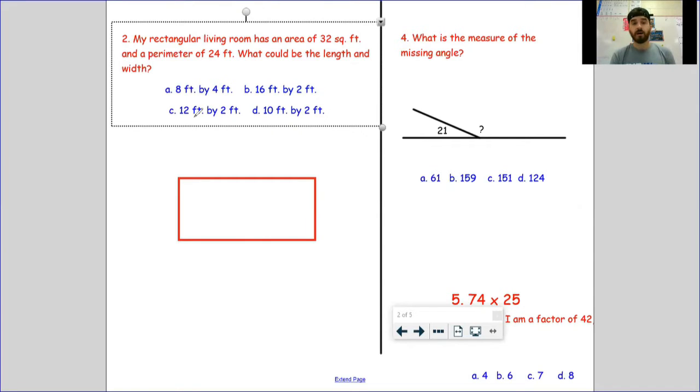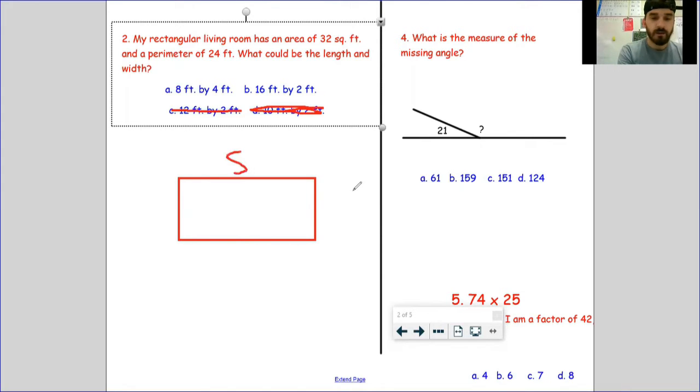Now, I could get rid of C, because if I did length times width, 12 times 2, that would give me an area of 24 square feet, and that's not what I'm looking for. Same deal with the letter D. If I do 10 times 2, length times width, that would give me an area of 20 square feet. Again, not what I'm looking for. So now all I've got to do is check A and B. I've got to plug them in and see if that gives me a perimeter of 24.